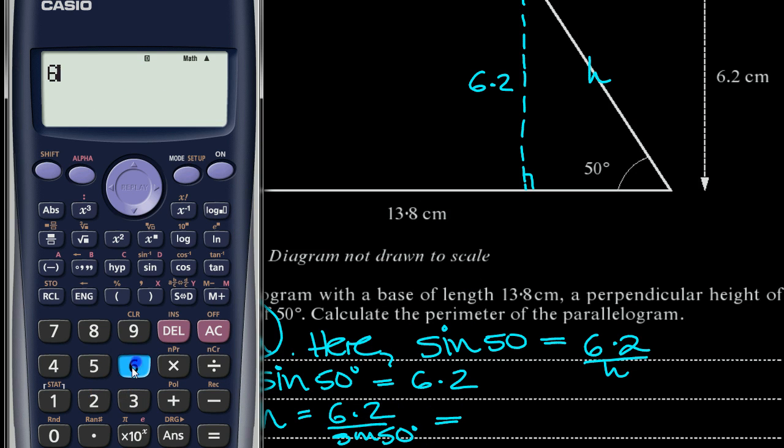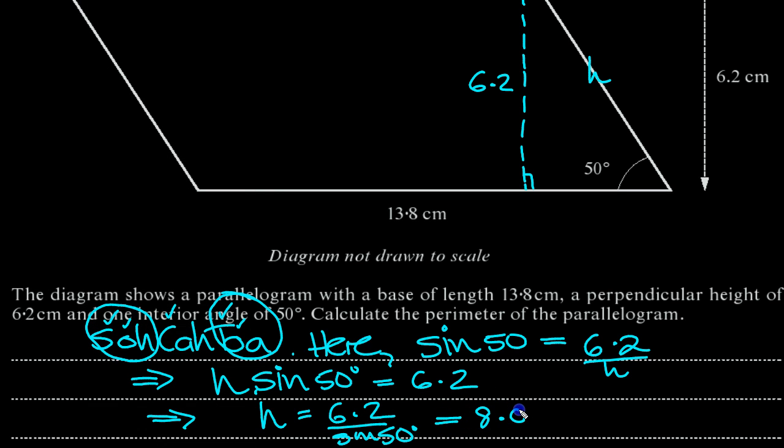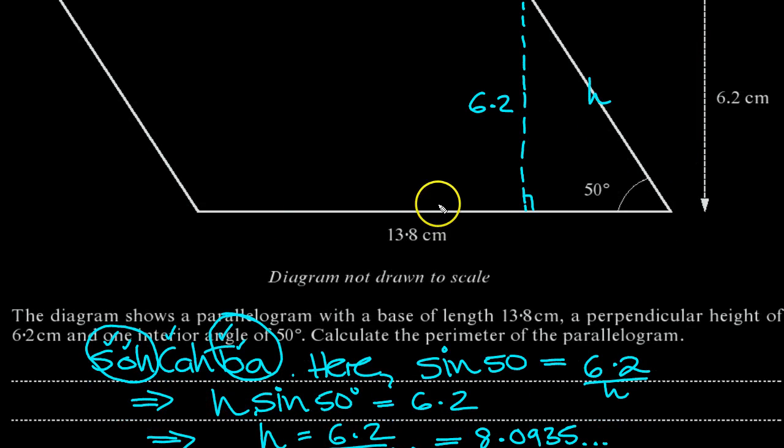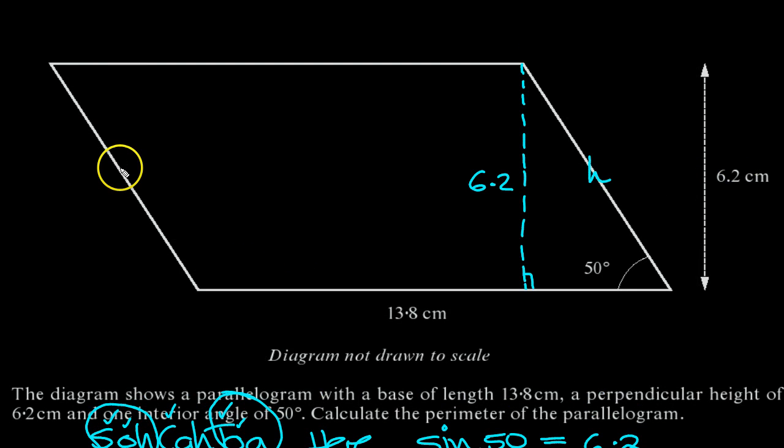6.2 over sine of 50, 6.2 divided by the sine of 50, we're in degrees mode, equals 8.0935 dot dot dot. And we can round at the end, can't we? Okay, that's h, which we've just worked out. We've got this length here, and it's a parallelogram. So clearly then, this side will also be h, since we've labelled it, and this side is 13.8.